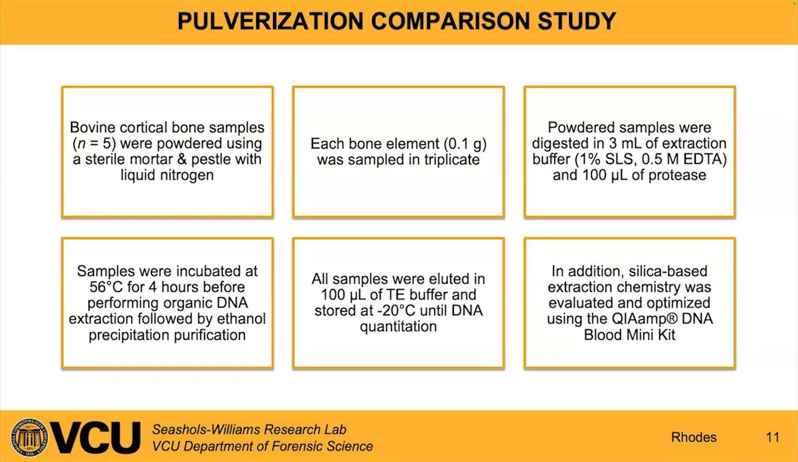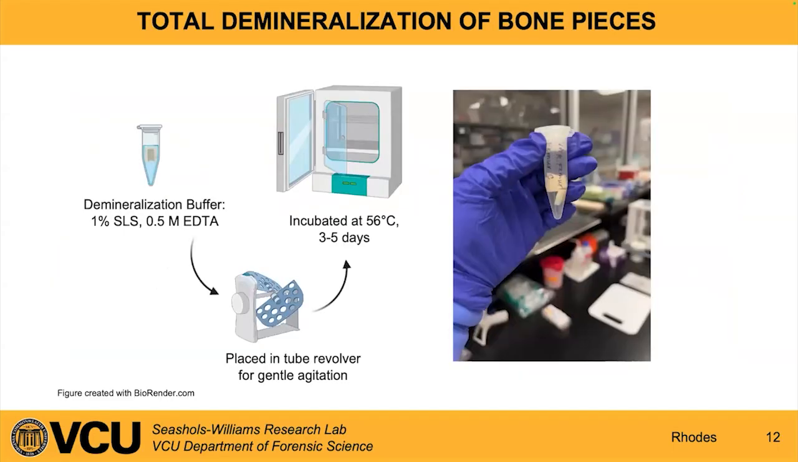In addition, a silica-based extraction chemistry was evaluated on an additional subset of pulverized samples, and we optimized this using the QIAamp DNA Blood Mini Kit. Assessing both organic and silica-based extraction chemistries within the pulverized samples was important, as silica was utilized as the extraction chemistry for the demineralized slices.